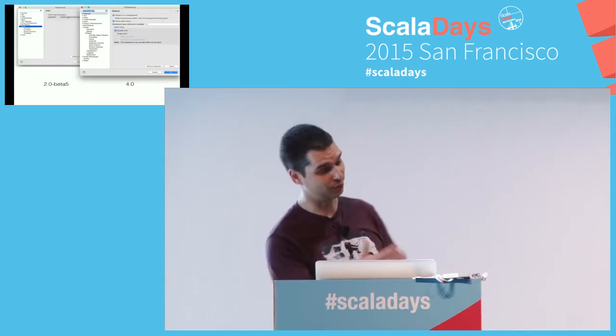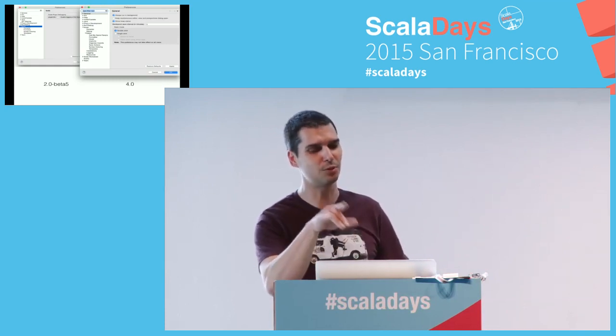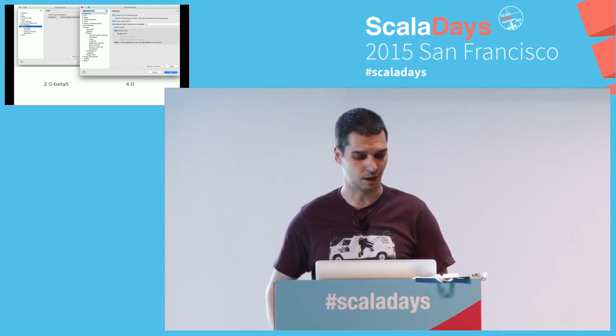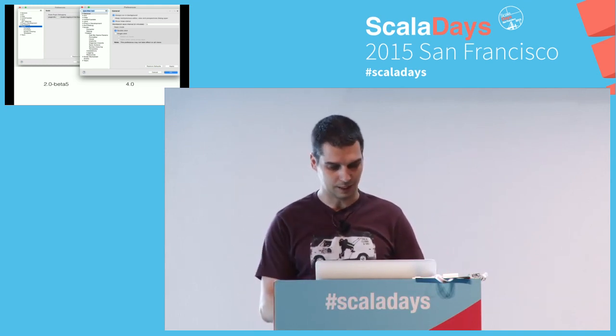Here's the preference page for 4.0, and just focus on the left column. So the number of features really is much larger. So let's see what those are.